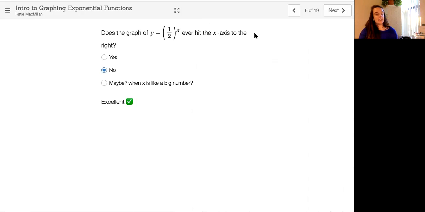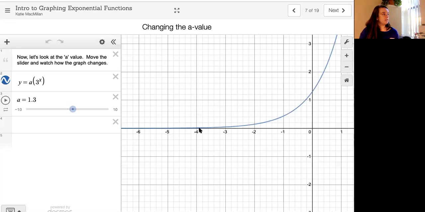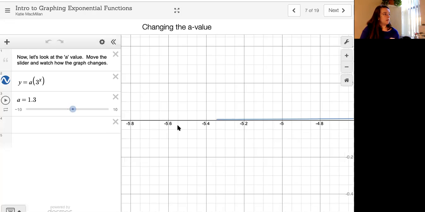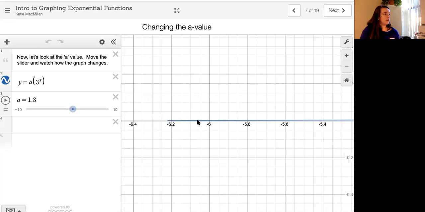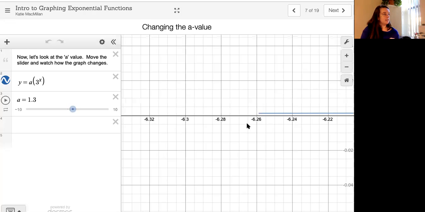It never hits the x-axis. So we call this an asymptote. If you're looking at slide 6, we call this an asymptote when the line is getting closer and closer to that number, but it never touches it, right? If I go to this graph, it looks like it touches here, but if I zoom in really, really far, I notice that no matter how far I go, I can keep zooming in, and it will never, ever touch the x-axis.